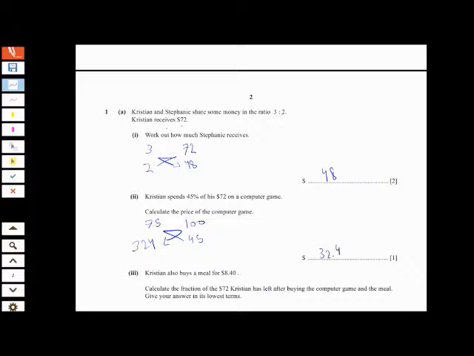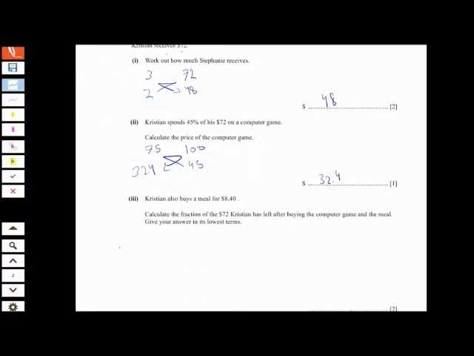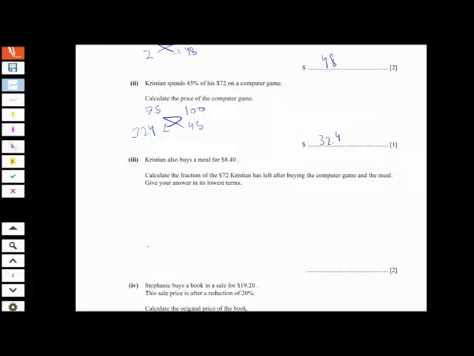Okay. Now Kristen also buys a meal for $8.40. Calculate the fraction of the $72 Kristen has left after buying the computer game and the meal. Give your answer in its lowest term. Okay. So now $72 minus the computer game price, which is 32.4, minus the meal he bought just now, 8.40. That would give you $31.2.